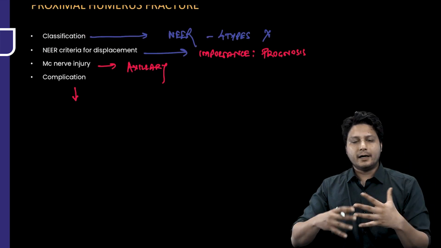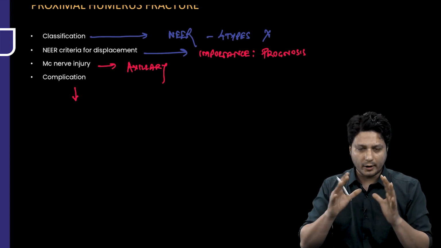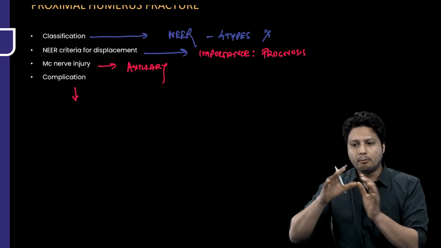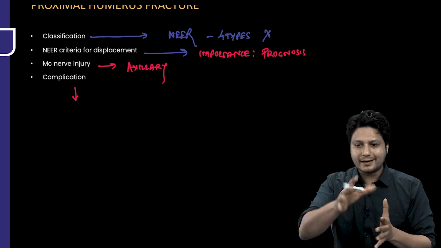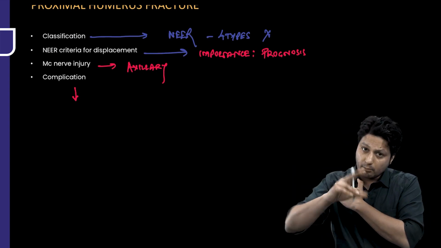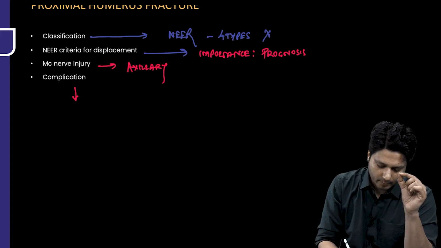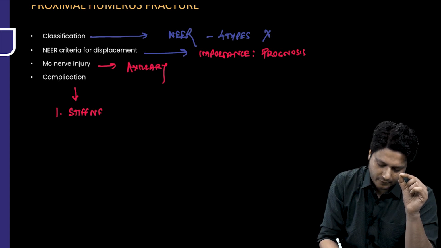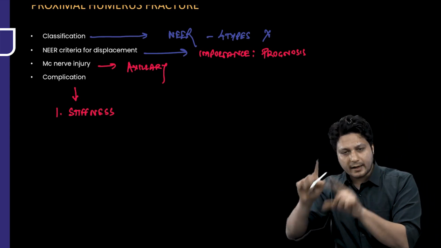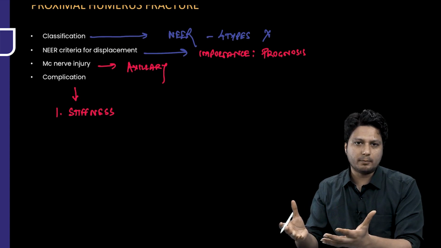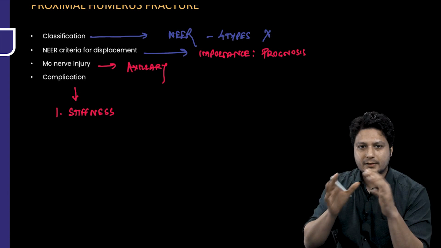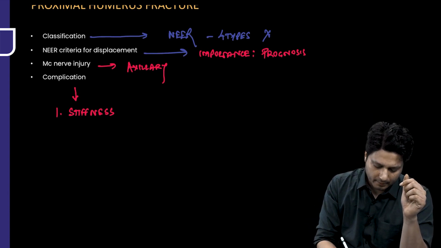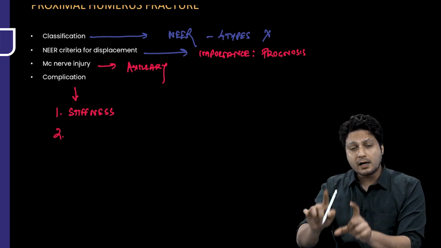Now you tell me, it is not difficult to understand the complications. Point number one, shoulder being the most mobile joint, if at all there is a fracture around this bone, it is going to impair the movement. So the most common complication associated with fractures of the proximal humerus is stiffness. Whether you operate upon the patient or you don't manage the fracture surgically, there has to be stiffness associated with this. Point number two is a complication related to union.